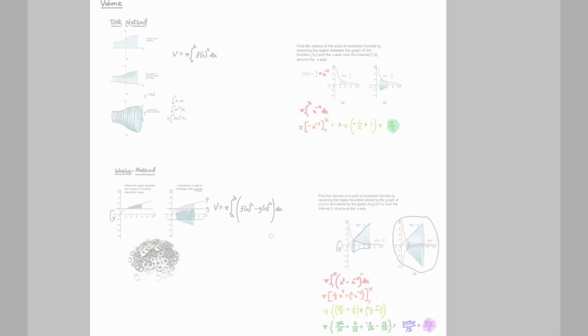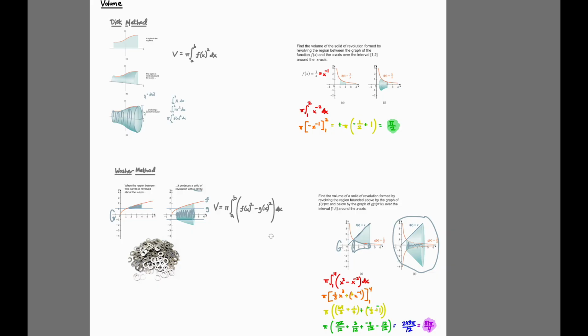So that's volume using disk method and washer method. It's pretty straightforward if you follow that formula.